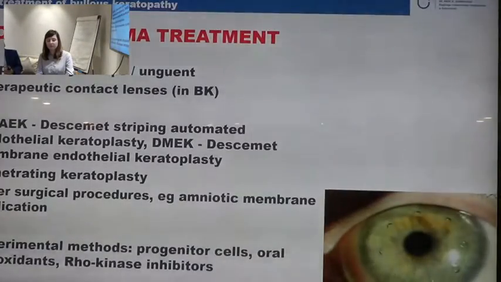As to the treatment of corneal edema, we can divide it into conservative and surgical. The conservative treatment is generally reserved for less severe cases, and it is based on hypertonic eye drops and ointments. As for the surgical treatment, its objective is to replace the dysfunctional endothelium, as is the case with Descemet membrane endothelial keratoplasty. However, penetrating keratoplasty still remains the gold standard.